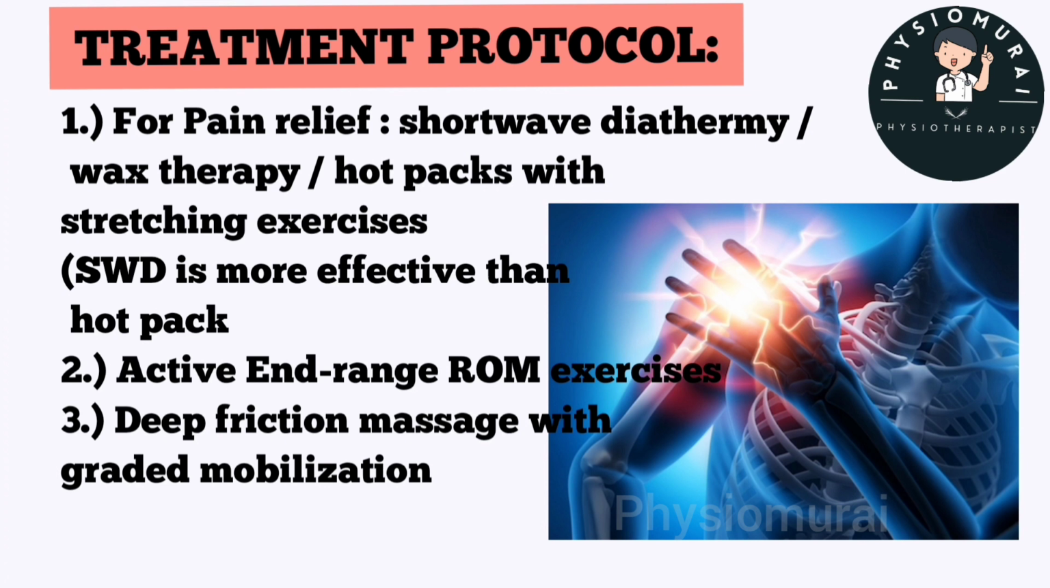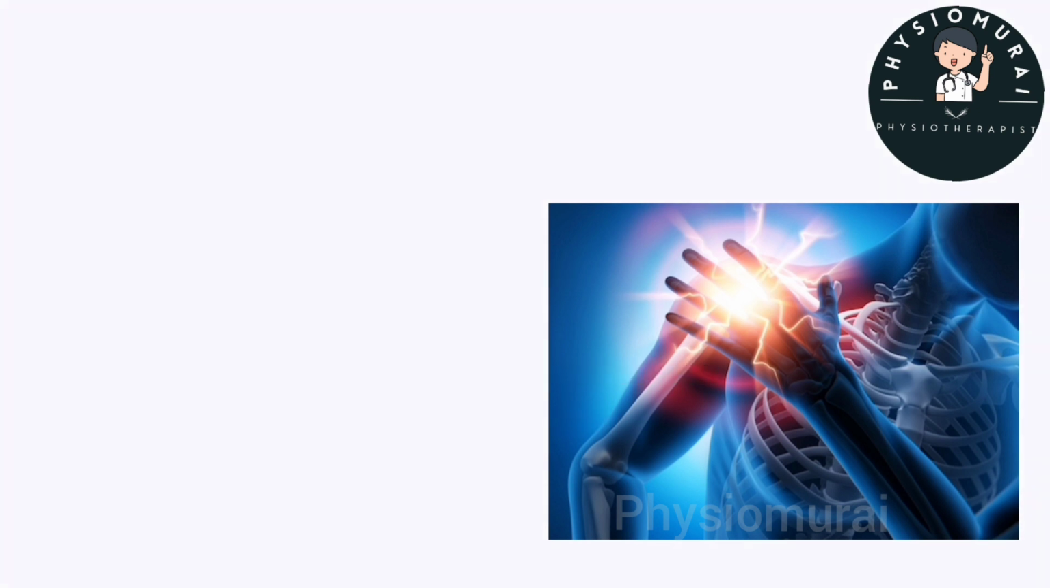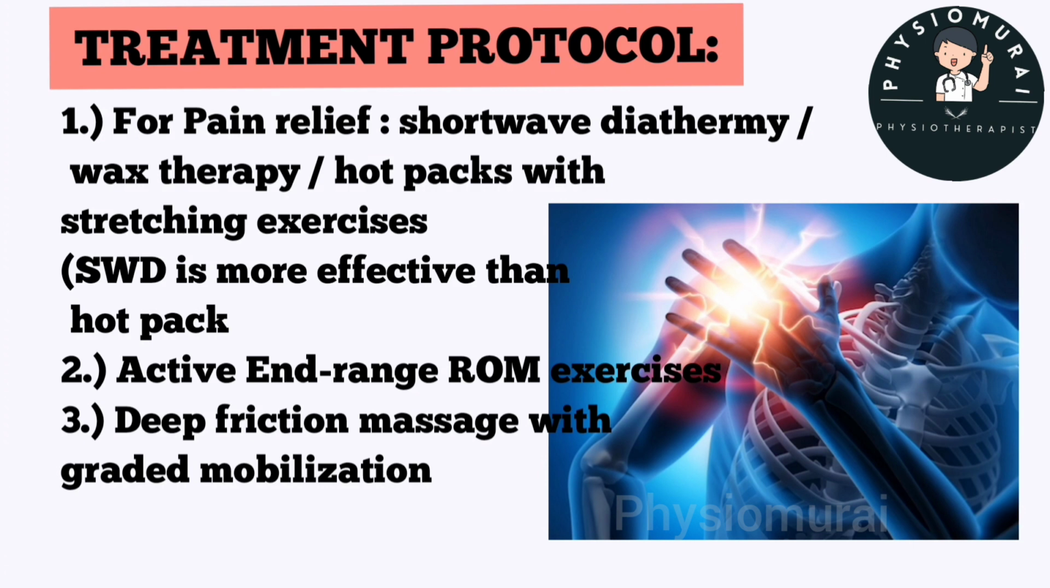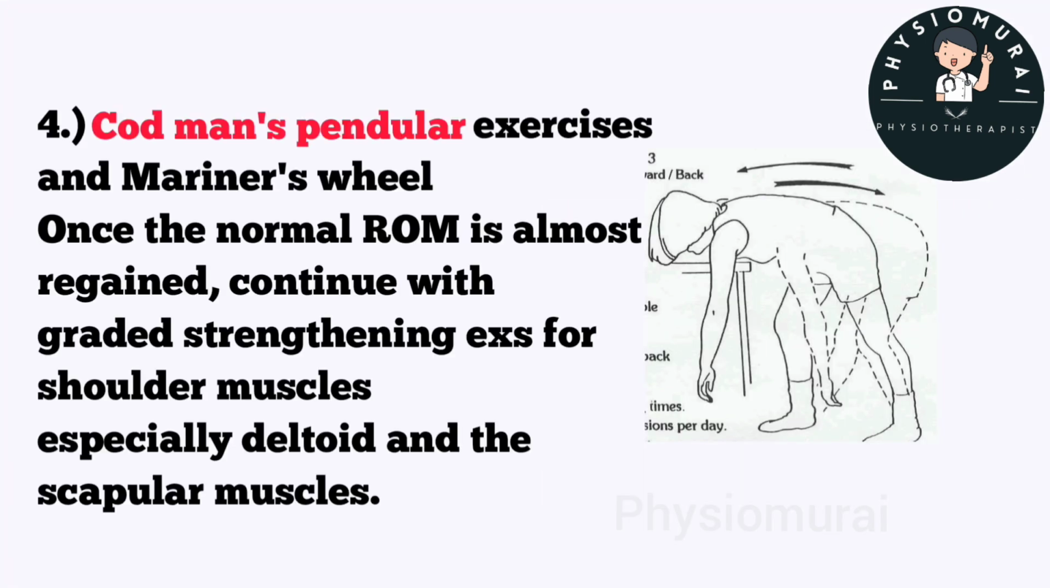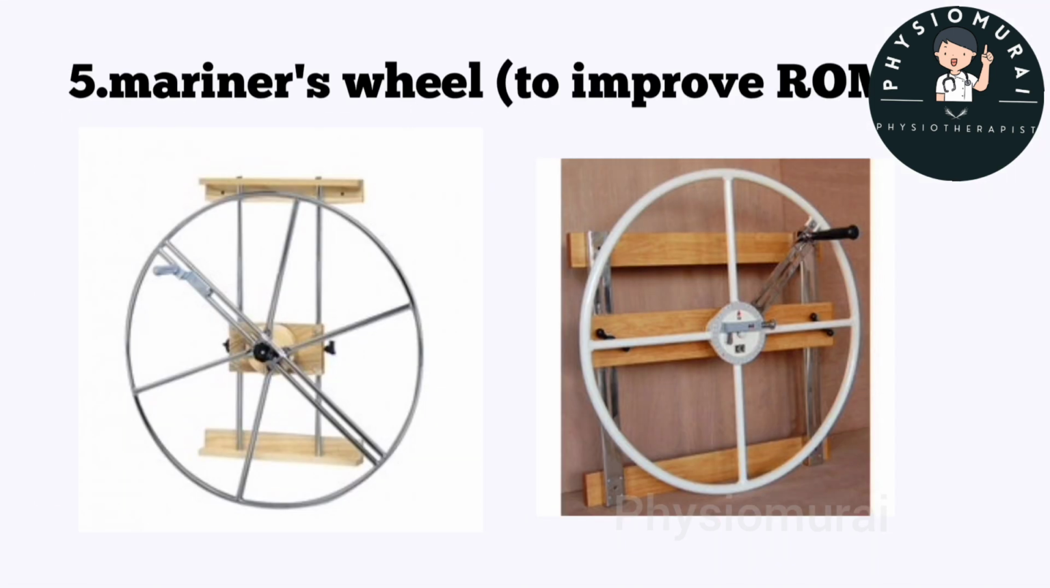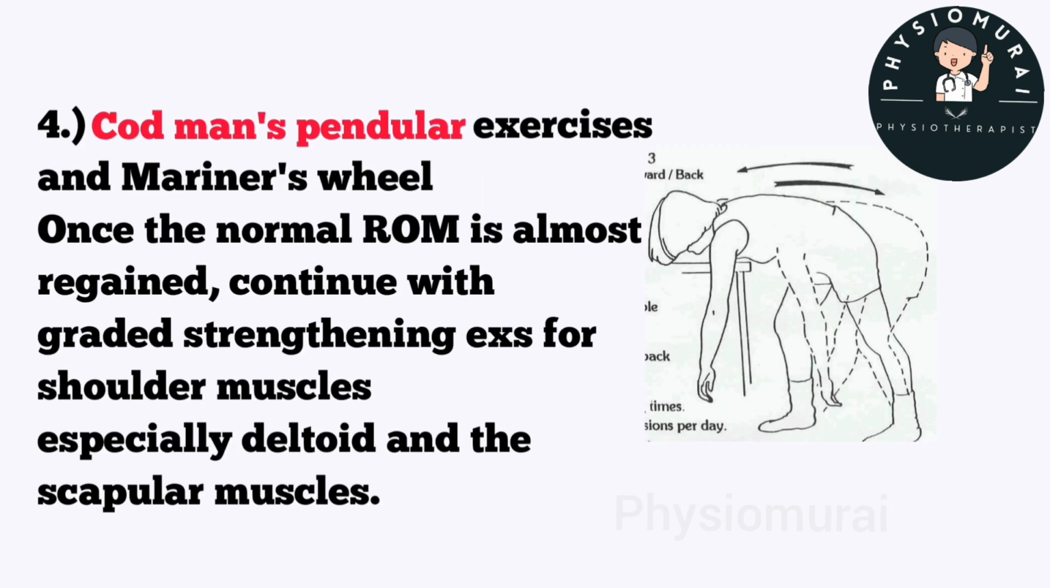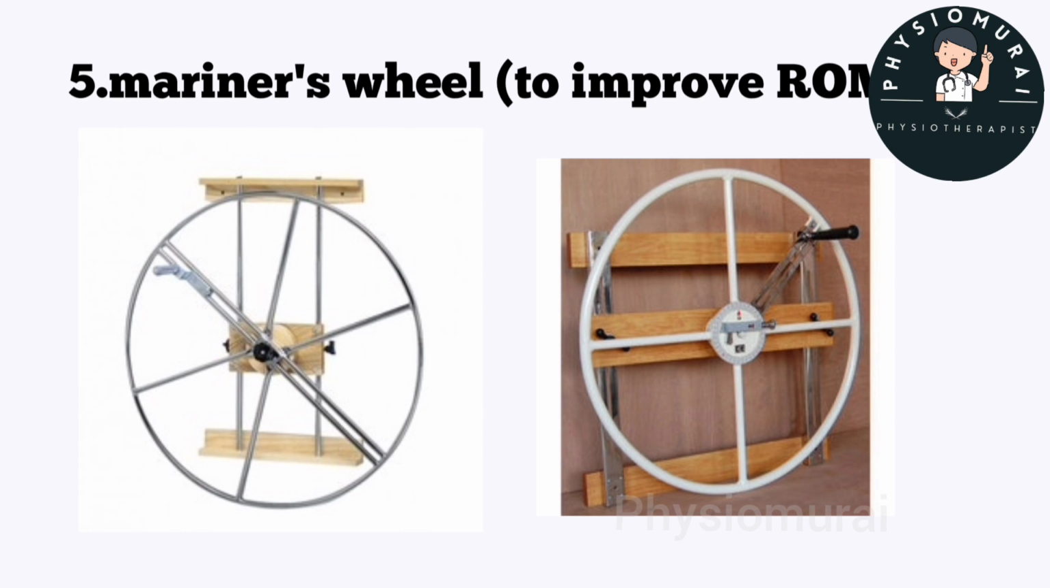Treatment protocol: For pain relief, we can give shortwave diathermy, wax therapy, and hot packs with stretching exercises. Also, active end range of motion exercises, and deep friction massage with graded mobilization. Codman's pendular exercises and Mariner's wheel. Once the normal range of motion is almost regained, we can continue with graded strengthening exercises for shoulder muscles, especially the deltoid and scapula.